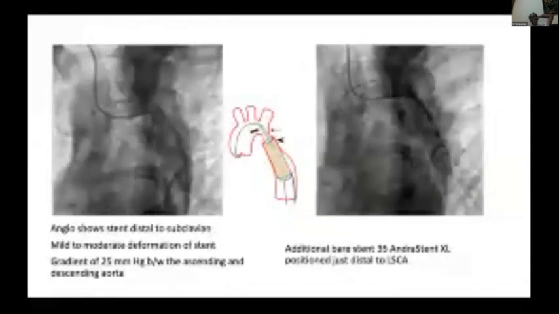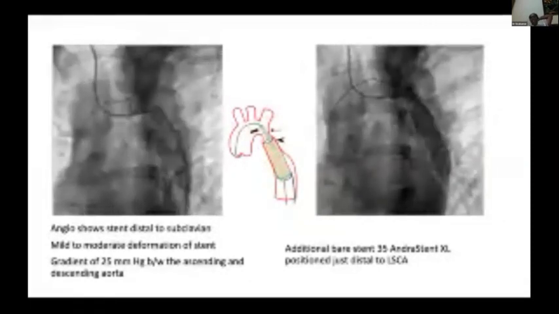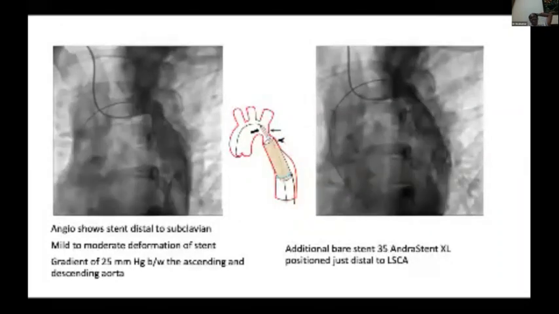I'm just curious. If the balloon just comes down with the stent remaining in the same place, then you may have.